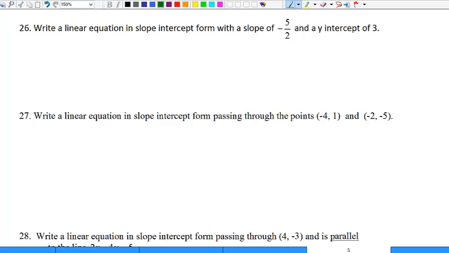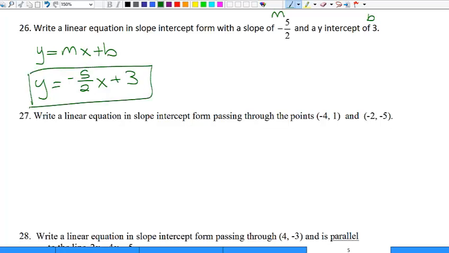So write an equation in slope-intercept form with a slope of -5/2, that's an m, and a y-intercept of 3, that's a b. So this is the easiest one out of all of them. I'm already given the m and the b, and we have slope-intercept form where all I'm going to do is plug in the -5/2 for the m, x plus b, but instead of b I plug in 3. That is as easy as that one gets. Okay, so that one was supposed to be a give me problem.